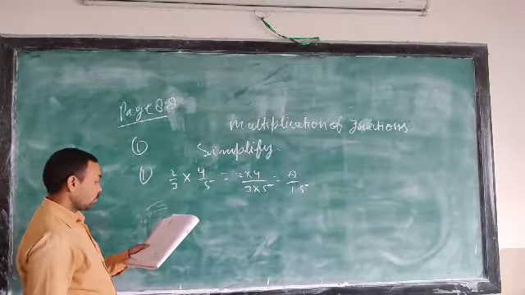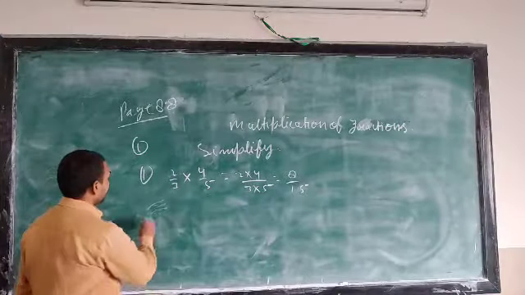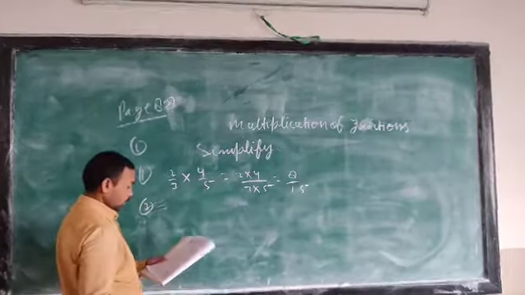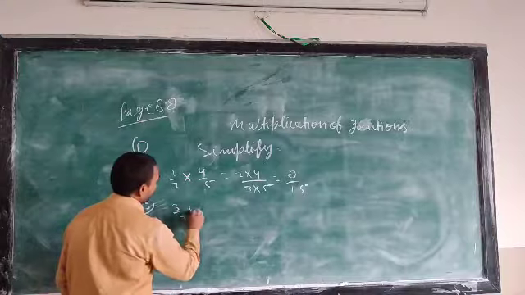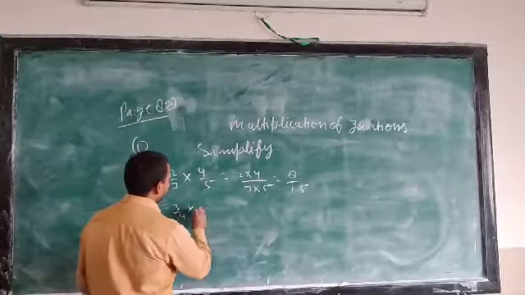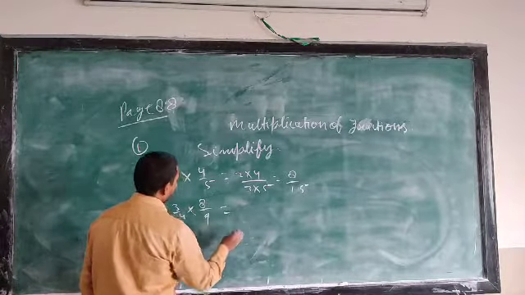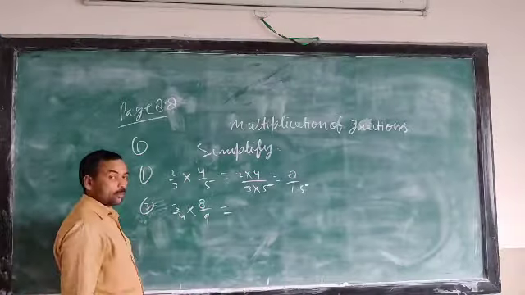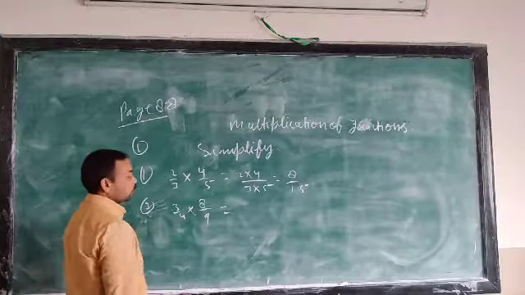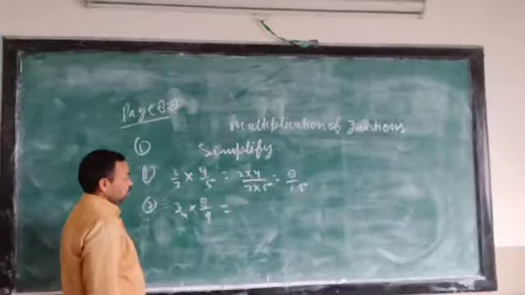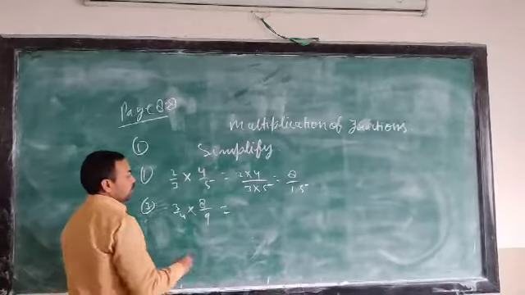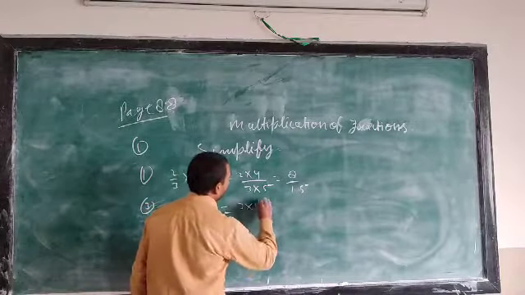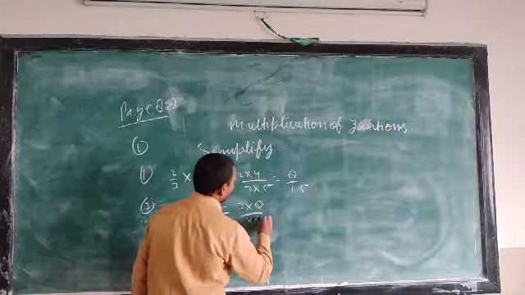And now the third one: 3 by 4 multiplied by 8 by 9. Here also 3 and 9 have a common factor. 3 and 9 are both divisible by 3. So I want to explain two methods. You can write like this: 3 into 8, 4 into 9.